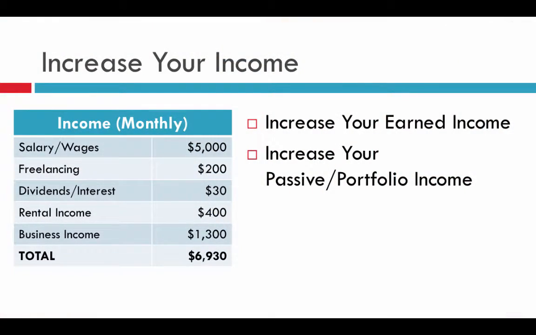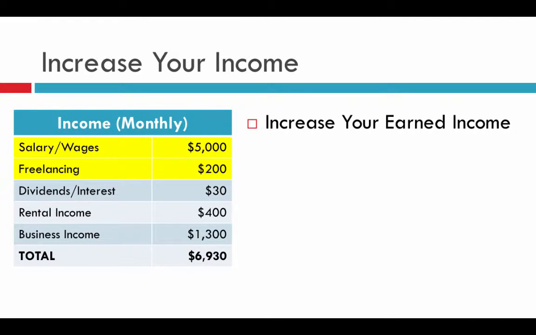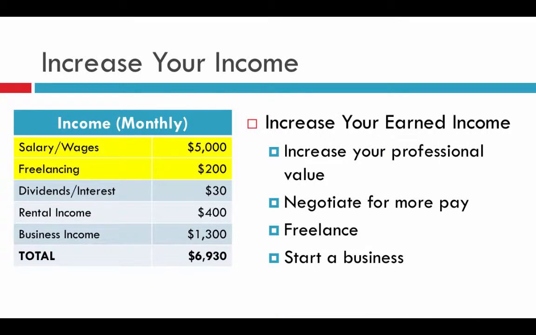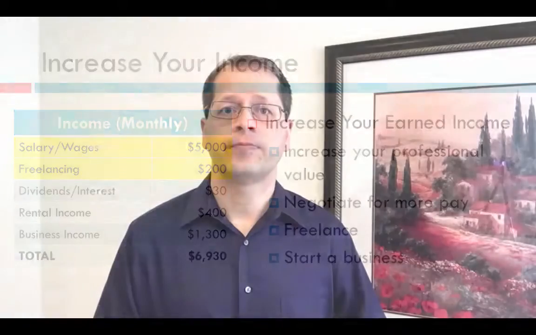So when we talk about increasing your income, you can increase your earned income and you can increase your passive income. What are some of the ways you can increase your earned income? Well, you can increase your professional value to the marketplace by developing your skills, earning certifications, taking on additional responsibilities that you get extra pay for, and so on. You can increase your value to your employer and negotiate for a raise or a promotion. You can do freelance work or start a business.